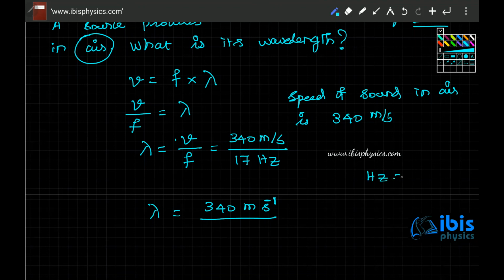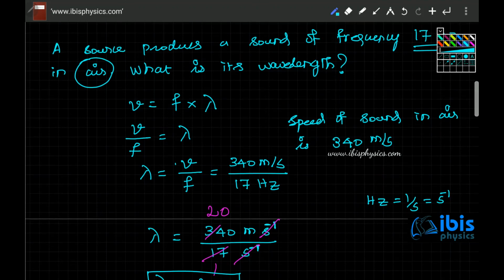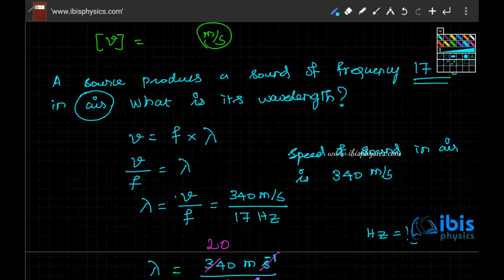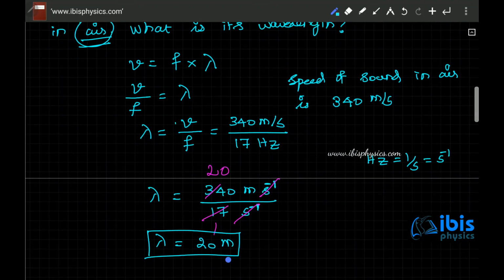We know that hertz is equal to 1 by second, which means second power minus 1. So this is 17 second power minus 1. This minus 1 and this minus 1 cancel. 17 ones are 17, 17 twos are 34, and 0 is there. So the wavelength here is 20 meters. If the frequency of the source is 17 hertz and it is produced in air, then its wavelength in air is 20 meters. That's how we make use of this relation between speed, frequency and wavelength.